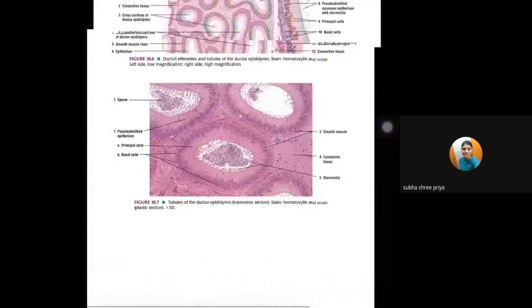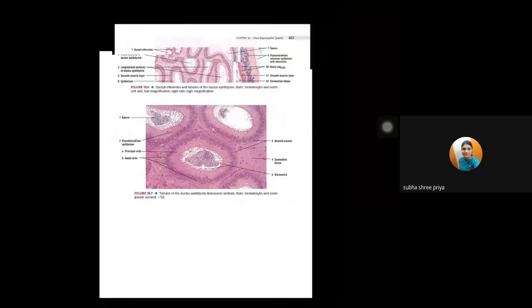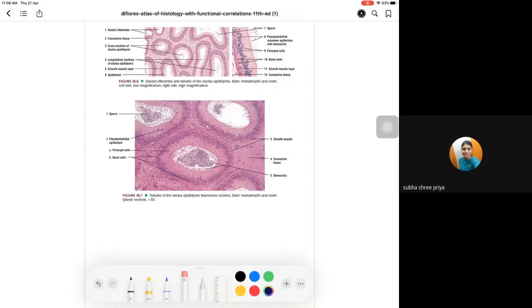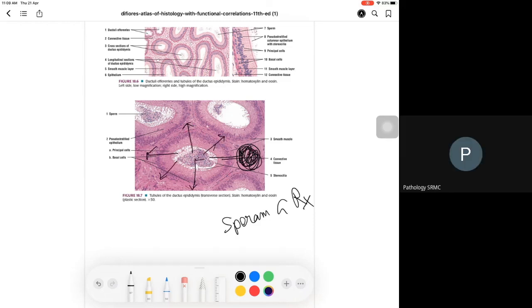There is another interesting point you have to remember. When these sperms escape and come here, they will produce a granulomatous reaction. Why are granulomas produced when the sperms escape outside the epididymis? There are very few structures in our body that are not exposed to our immune system. So when they are exposed to our immune system, they will produce a type 4 hypersensitivity reaction.